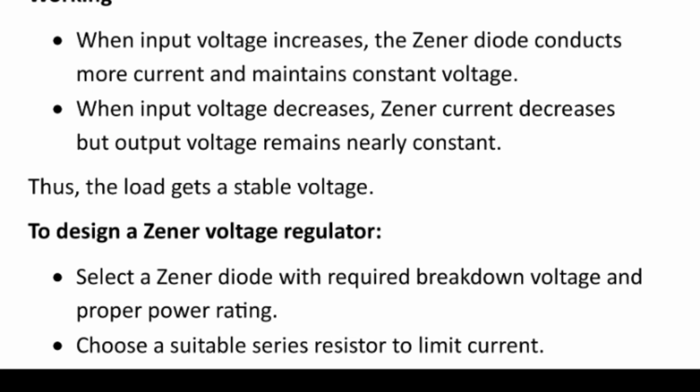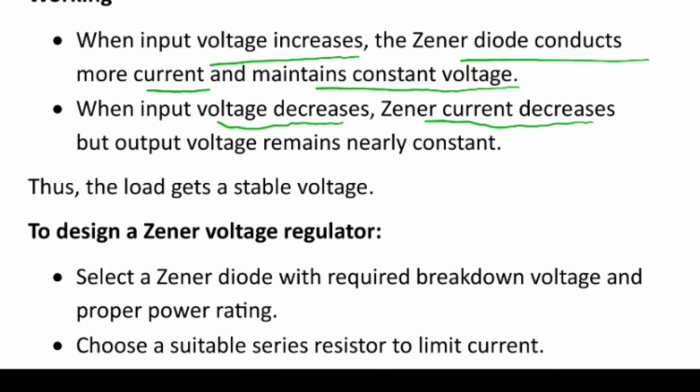Coming to the working condition: if the input voltage increases, the Zener diode conducts more current and maintains constant voltage. If the input voltage decreases, the Zener current also decreases, but the output remains nearly the same, constant. So that is why the load gets stable, and that is why they use the Zener diode.